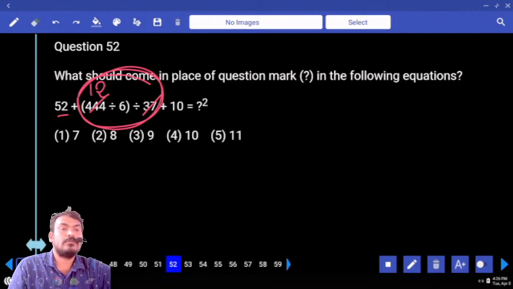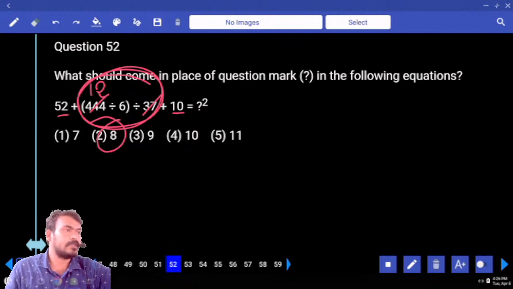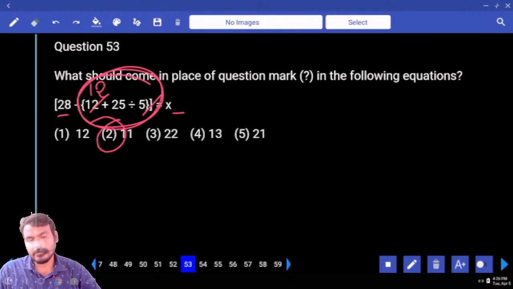52 plus 2, 54 plus 10, 64. Which one is the square? 8 square, right? Next.